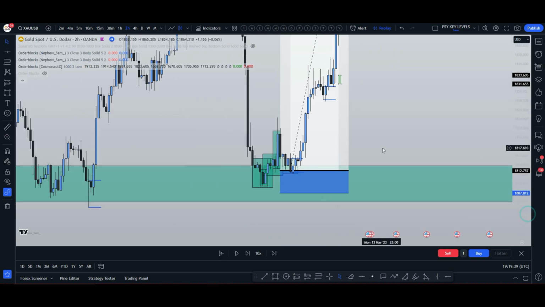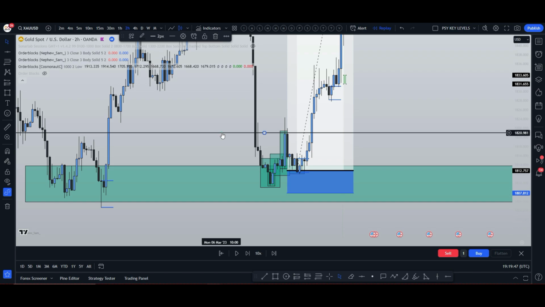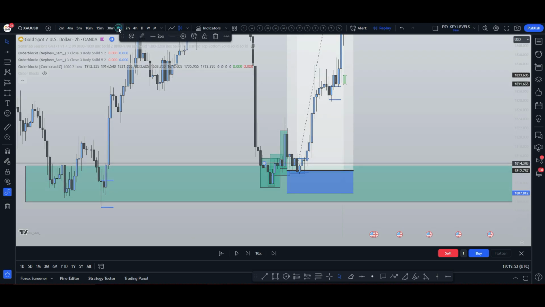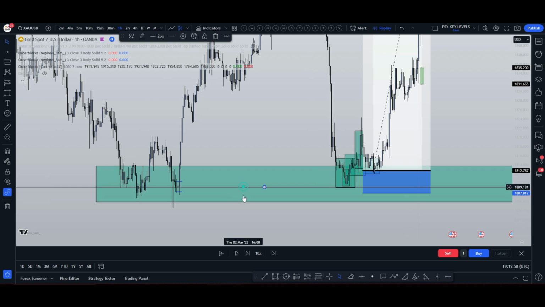Okay, but then you might be asking, yeah, but how would I know where to enter from? Exactly. That's where key levels come into play. Key levels, guys. So the key level for this one, if I go on a smaller time frame, let's mark out some key levels.